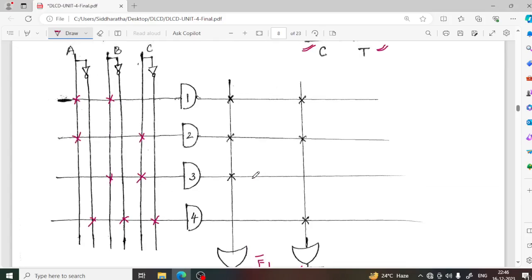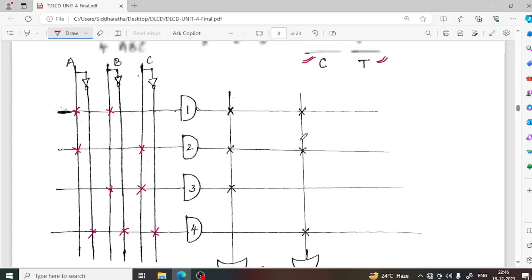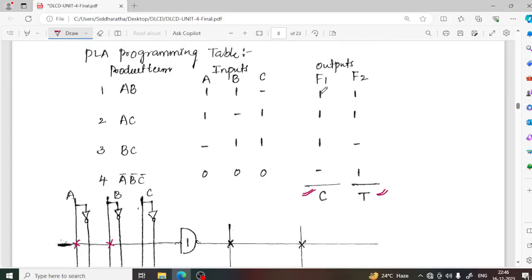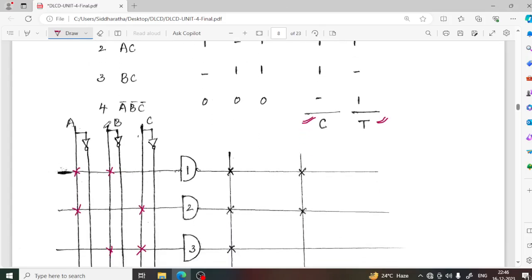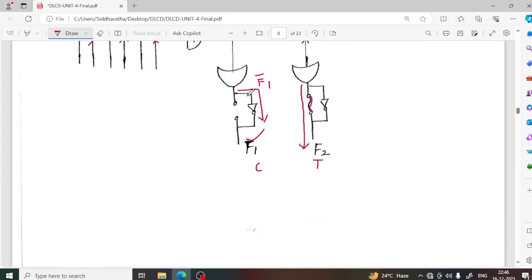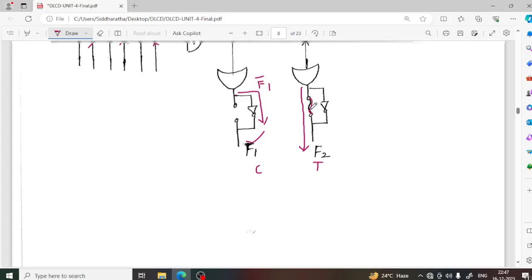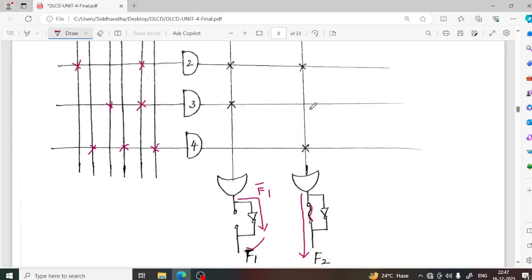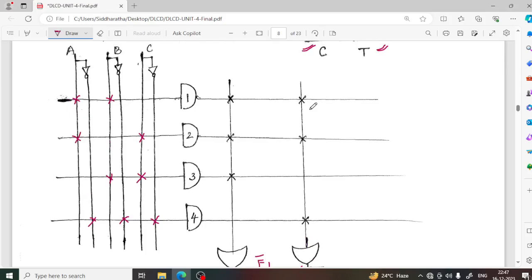Then the programming of the OR gates is considered. F1 bar covers the first product, second product, third product. F2 covers the first product, second product, fourth product. Just observe the table: at the corresponding position, you put a tick mark or a cross mark, right? So only one thing you have to observe at the output side. If you have taken the complement, the fuse is open. If you are taking the normal form, the fuse is closed, right? So this is about how the given switching functions can be designed with the help of PLA.